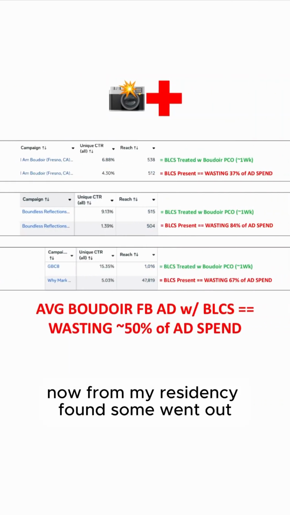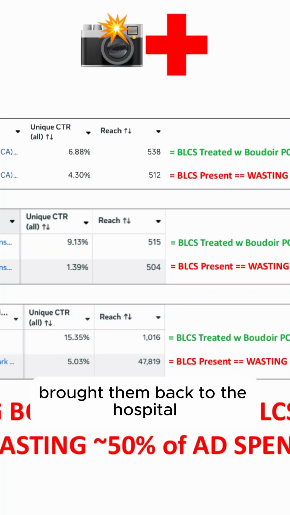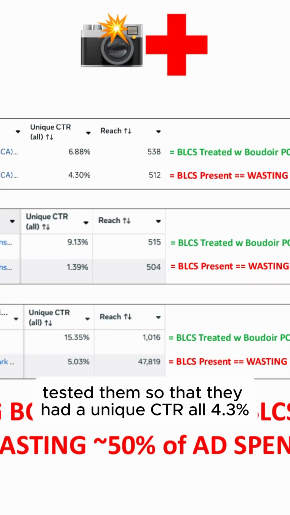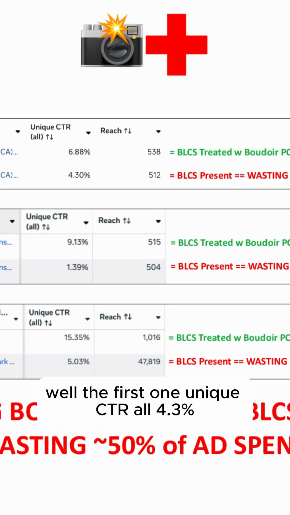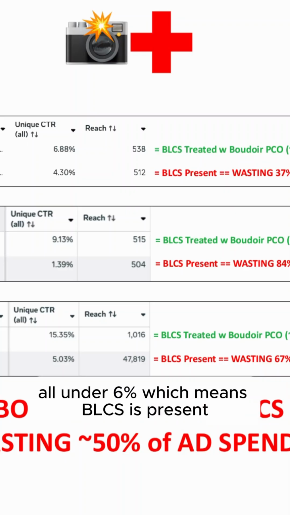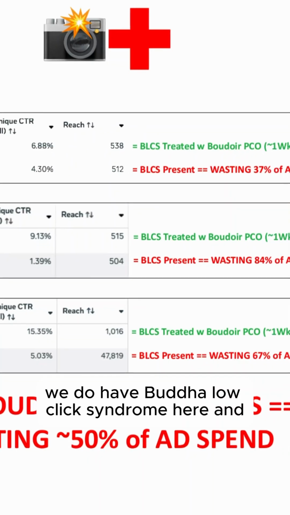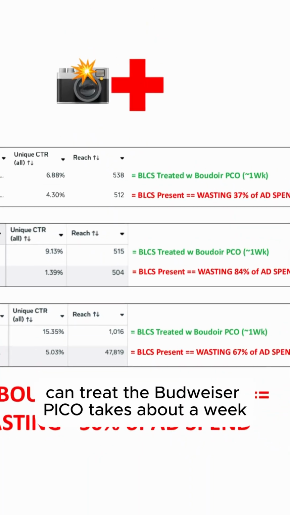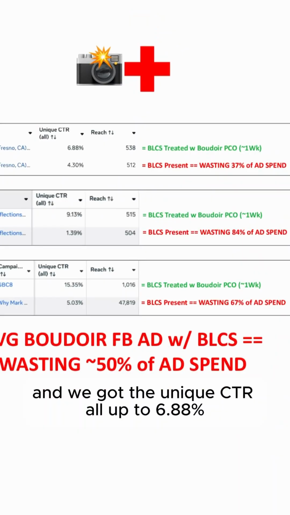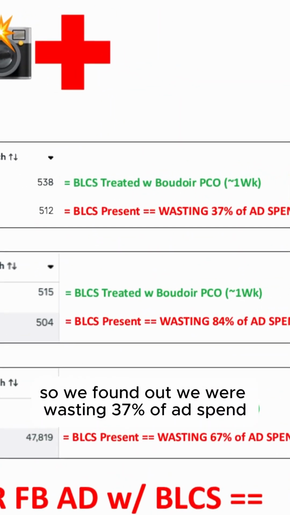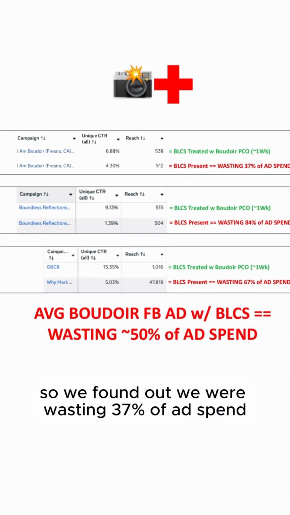Now, from my residency, I went out, found some Boudoir Facebook ads, brought them back to the hospital, and tested them. The first one had a unique CTR of 4.3%. That's unique CTR under 6%, which means BLCS is present. Therefore, we do have Boudoir low click syndrome here. But that's fine. We can treat it with Boudoir Pico, which takes about a week, and we got the unique CTR up to 6.88%. So we found out we were wasting 37% of ad spend.